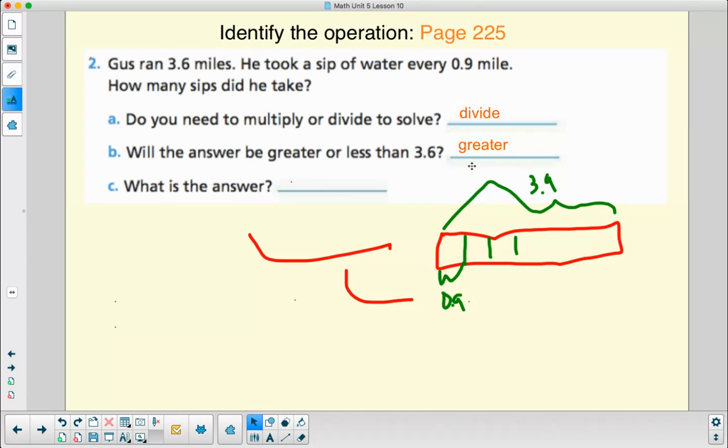Am I right? Well, let's see what our answer is. They say our answer is 4 sips. Well, let's take a look at it. Hopefully my mouse is working a little bit better. 3 9/10 getting broken up into groups of 9/10.